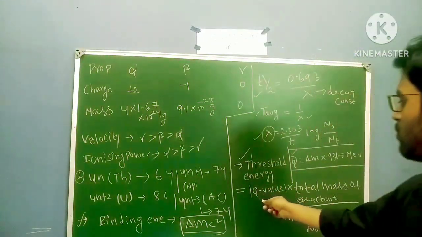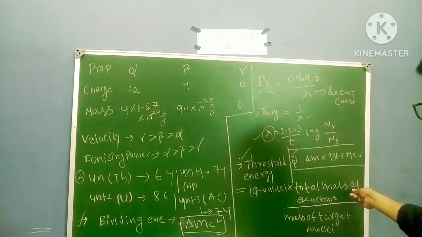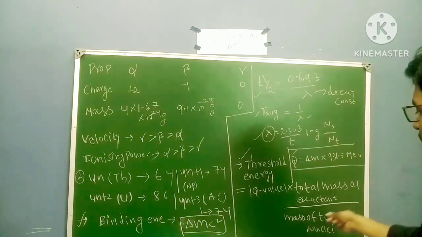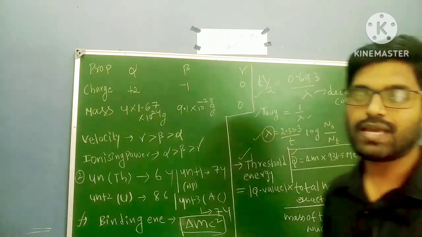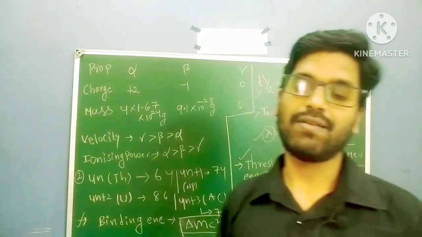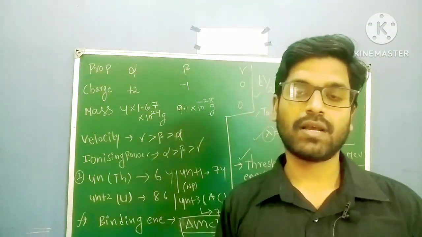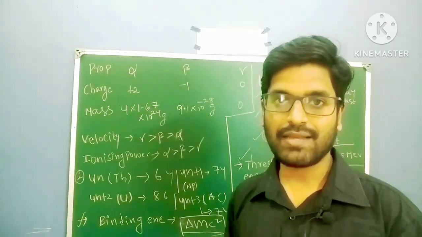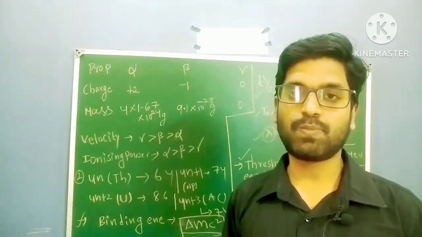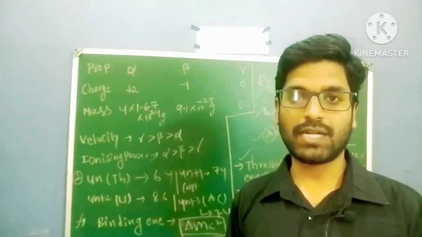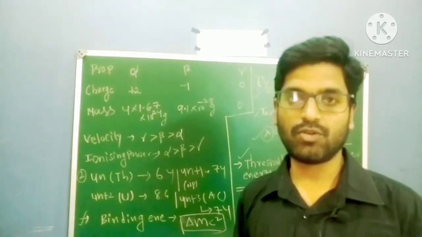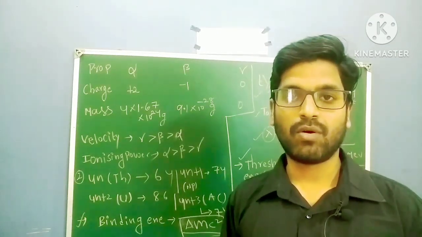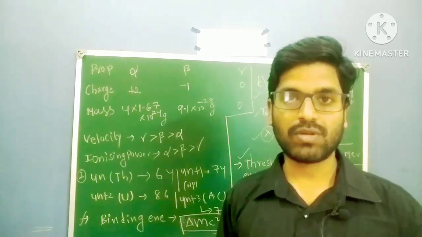Threshold energy equals Q value into total mass of reactant by mass of target nuclei. So these are the important and very important formulas and points regarding nuclear chemistry. You don't need to read anything beyond this, just remember these points. Try to make your own notes using this video, read them, and practice questions regarding nuclear chemistry.